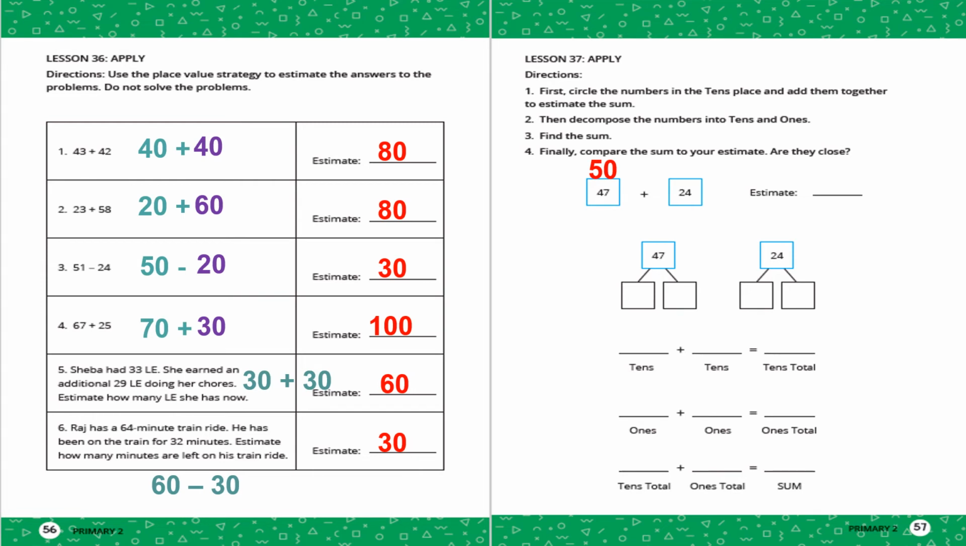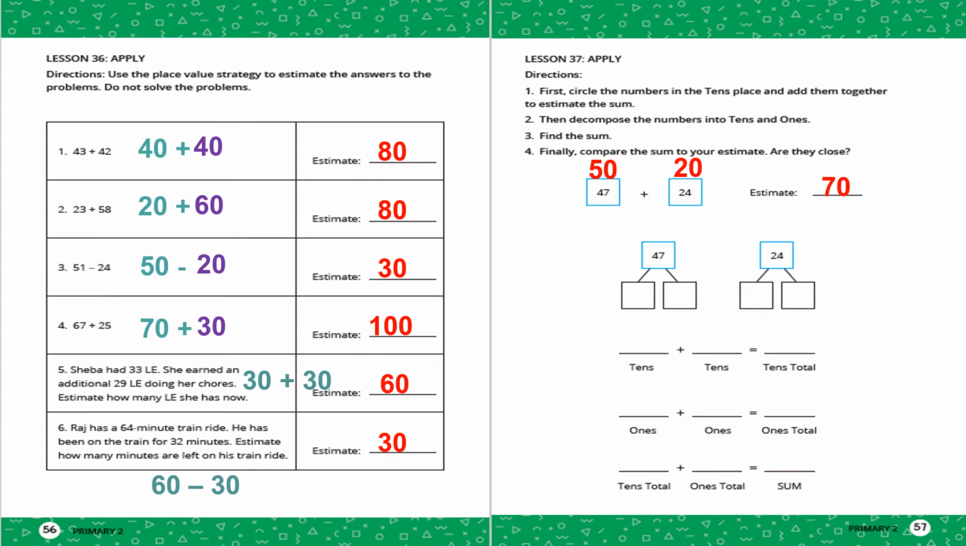Let's estimate 24. 24 is between 20 and 30. Look at the ones. Ones is 4, less than 5. So we will stay in the same tens. So 24 will be 20. Let's add 50 plus 20. 50 plus 20 equals 70.